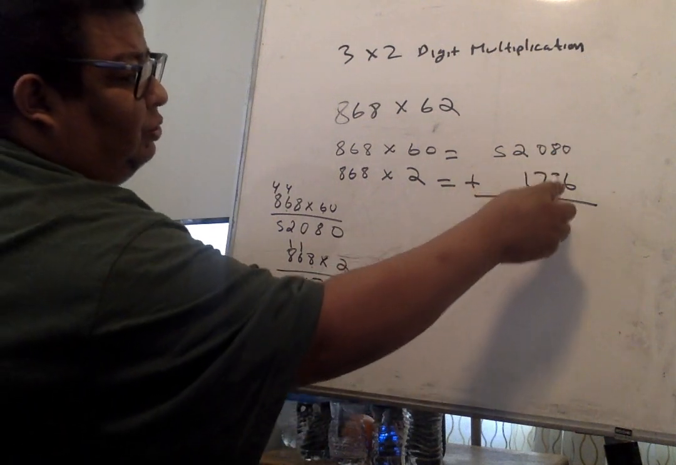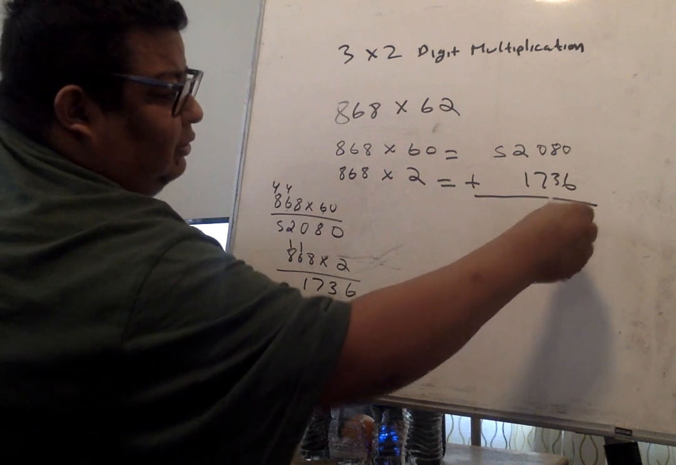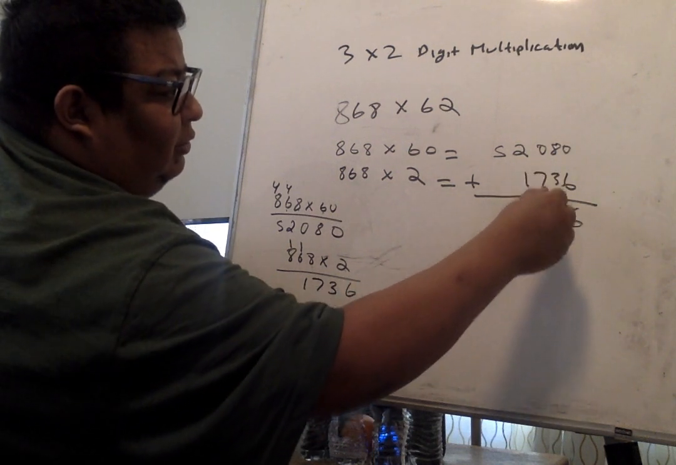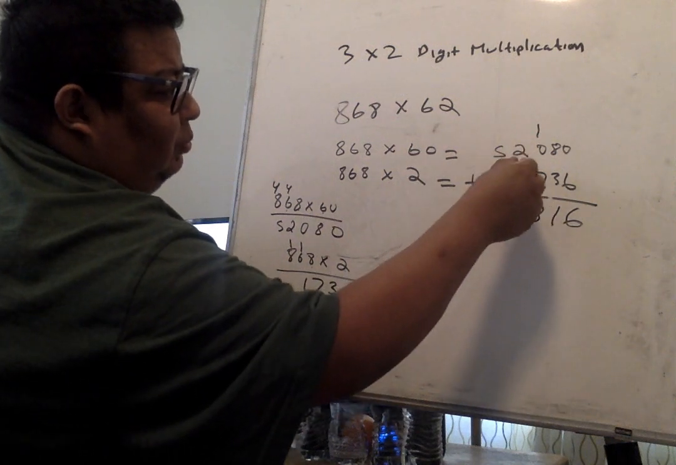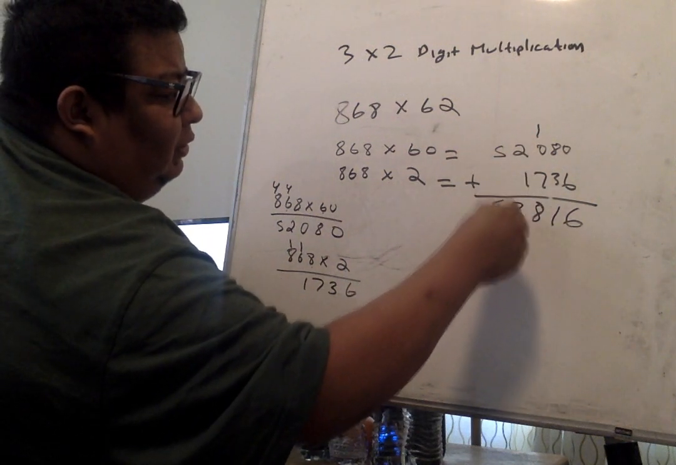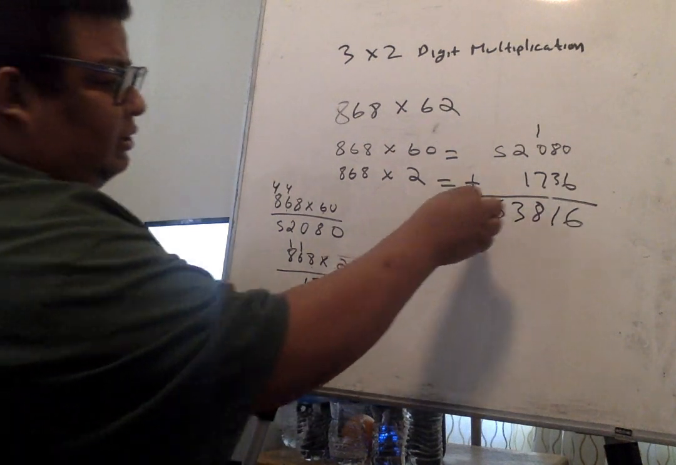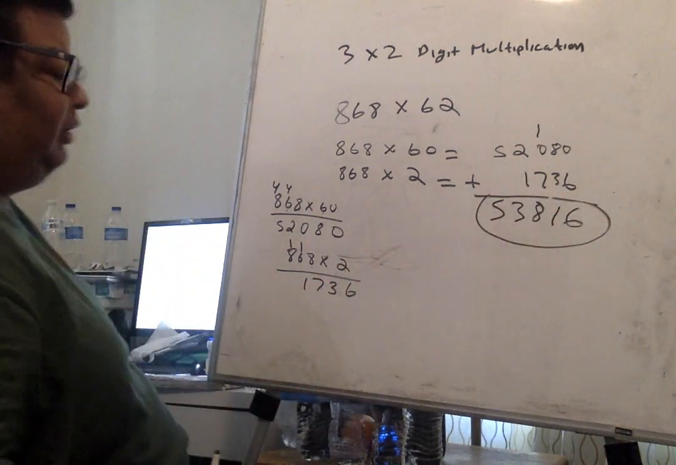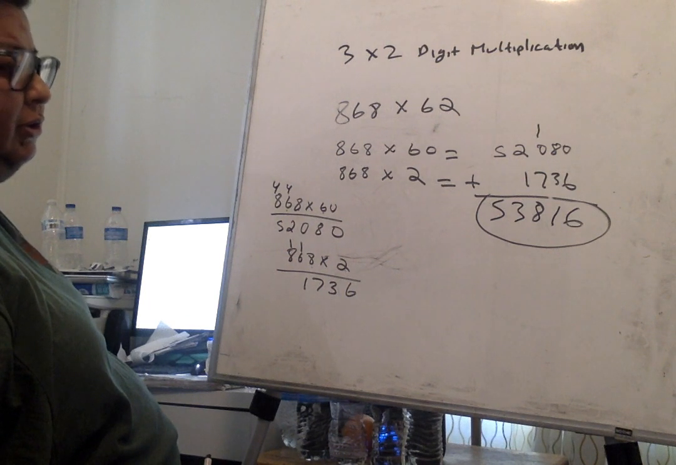Now you add the two results together. 0 plus 6, 6. 8 plus 3, 11, goes 1. That's 1. 0 plus 9, 9. 8 plus 0, 8. 2 plus 0, 2. The final answer is 29,016.